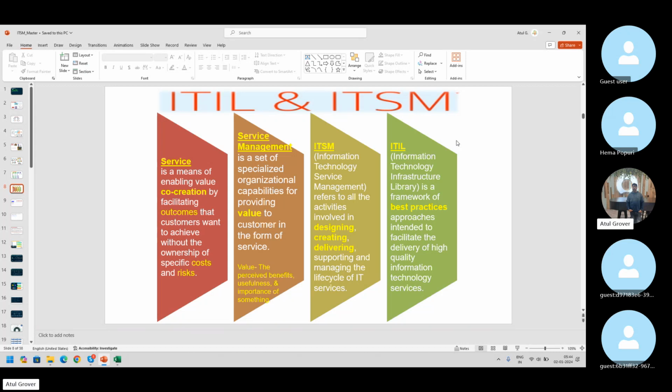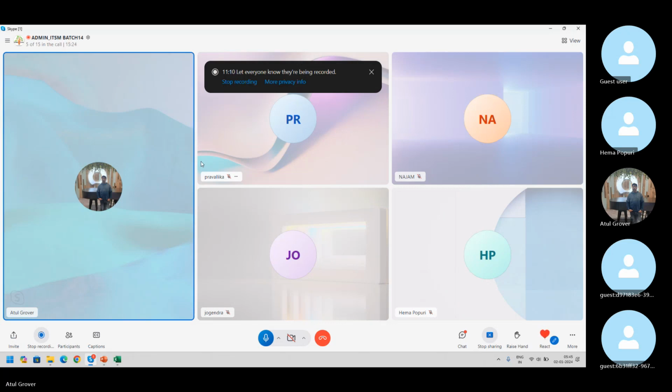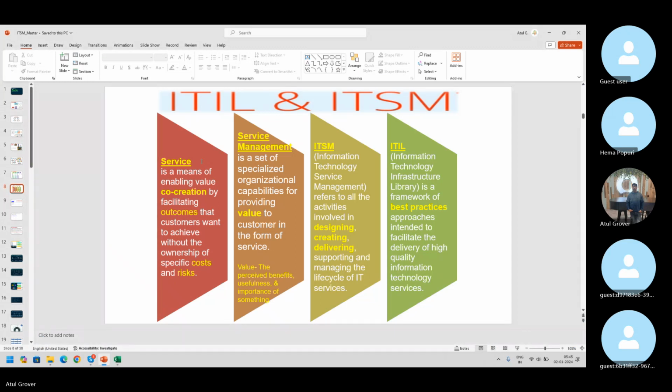These definitions, these slides are very old, more than 3 years old. But I keep these slides to give a basic flavor of what this means, what these things contain. Service, we know. We discussed yesterday. Now service management. Service management is a set of specialized organizational capabilities for providing value to the customer in the form of a service.